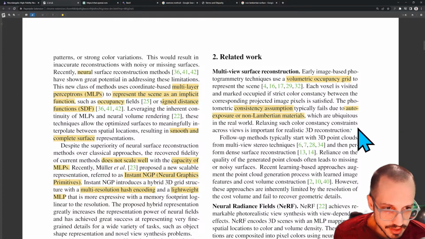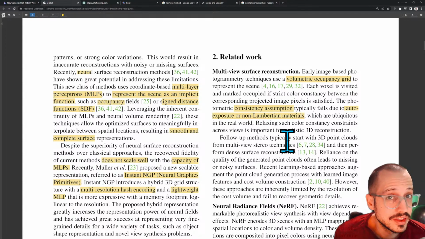Relaxing such color constancy constraints across views is important for realistic 3D constructions, right? So they're basically saying this prior that all photogrammetry techniques have, of consistency assumption, is probably not a good prior to have. So if we can get rid of that prior, then we'll be good.